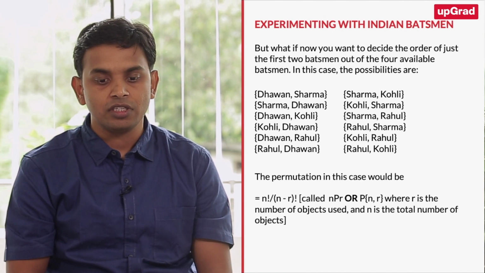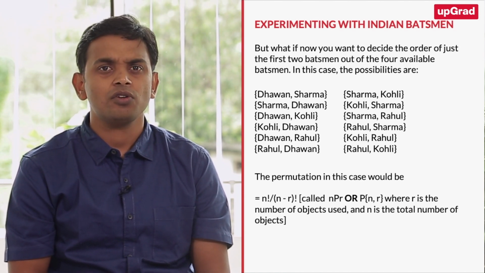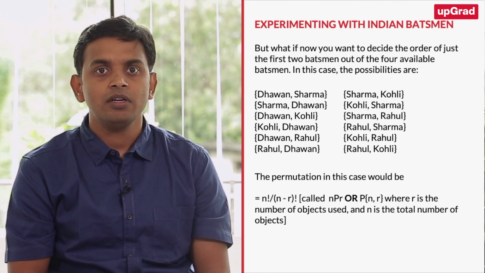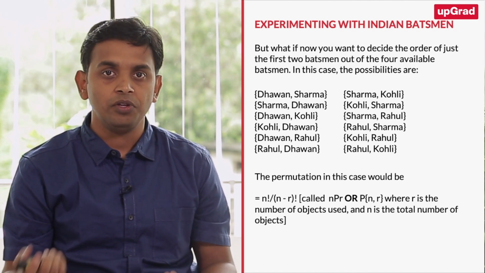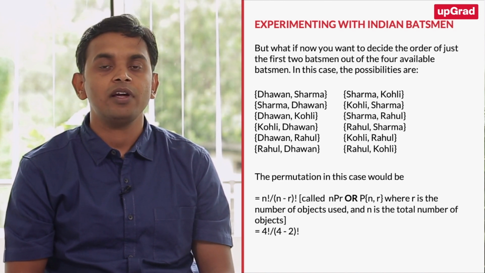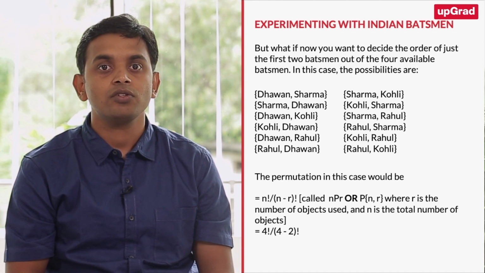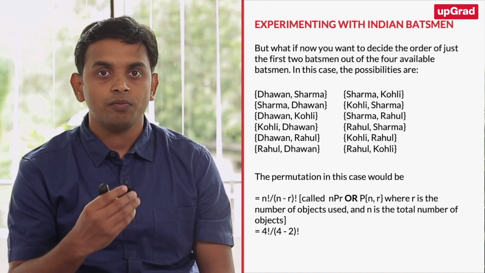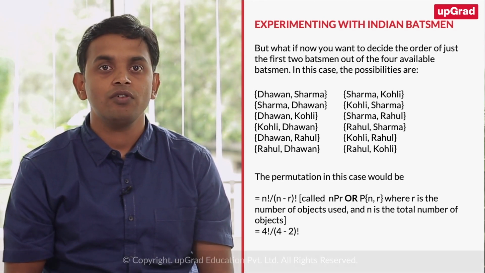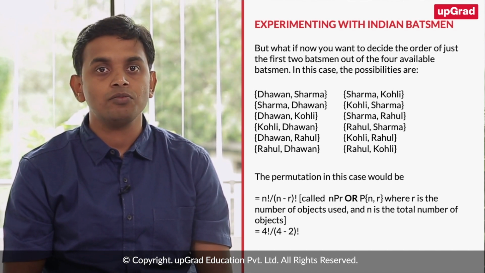So permutation in this case would be n factorial divided by n minus r factorial. Let's not think about how this formula is right, but intuitively see how this can be used. In this case, we had four options of players and we have to select only two players. So the number of possibilities in this case is 4 factorial divided by 4 minus 2 factorial, and hence it becomes 12.